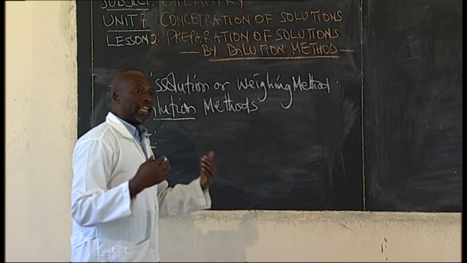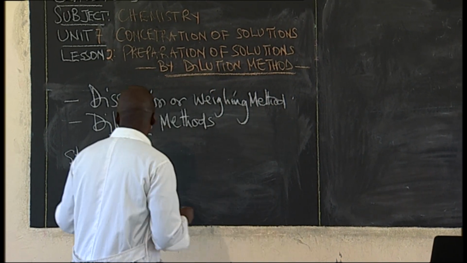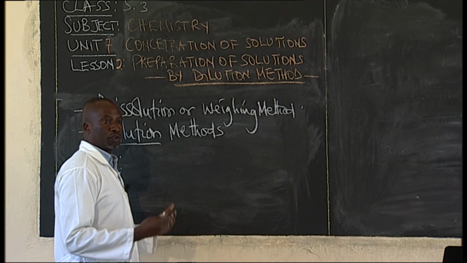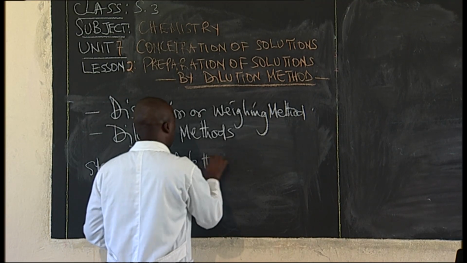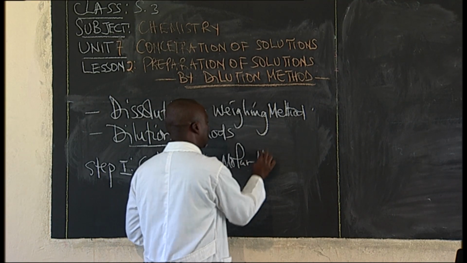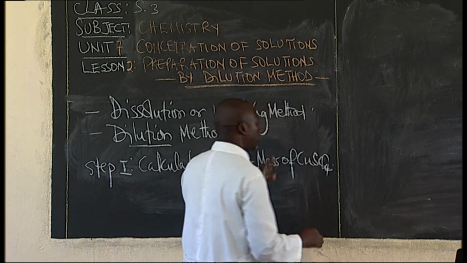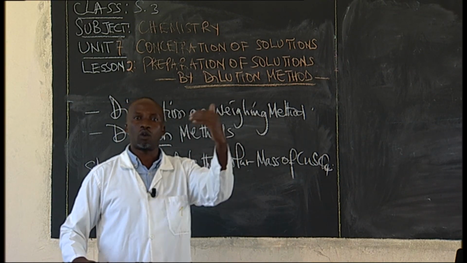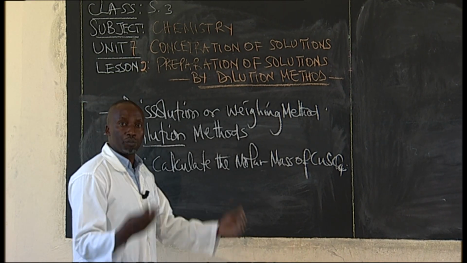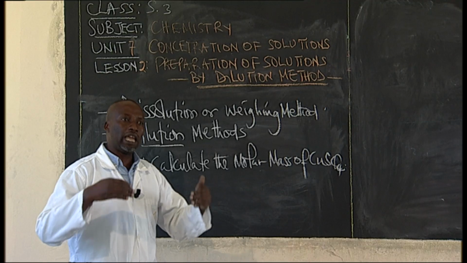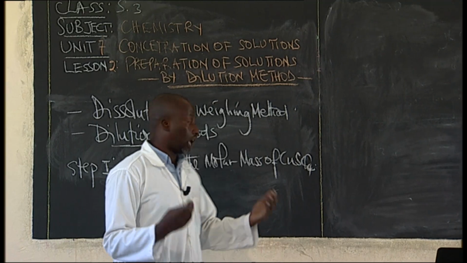You need to calculate the mass that is equivalent to 0.1 mole. So first of all, you calculate the molar mass of copper 2 sulfate. So you need to know the molar mass. That is the mass containing 1 mole of that substance. When you are calculating the molar mass, we use atomic masses. And I said you need a periodic table. That is where you are going to get these atomic masses.